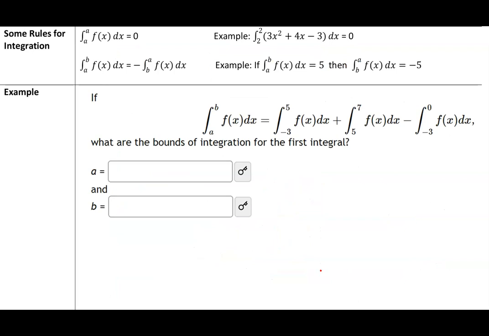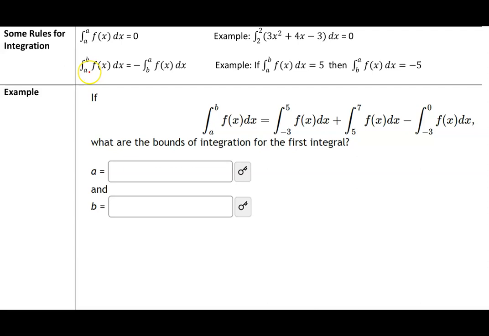Here's some rules of integration. If we have the area of f of x dx from a to a, it's equal to 0 because a to a just means it's the same point. So we don't have an area, we're not going anywhere. So the area of this function between 2 and 2 is 0 because we haven't created an area. We haven't gone anywhere, we're staying at the same spot.